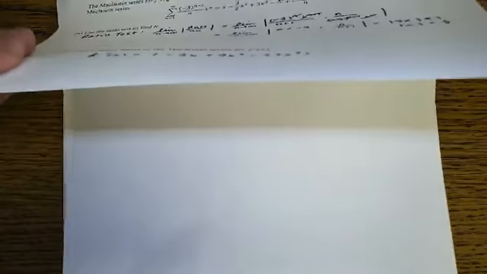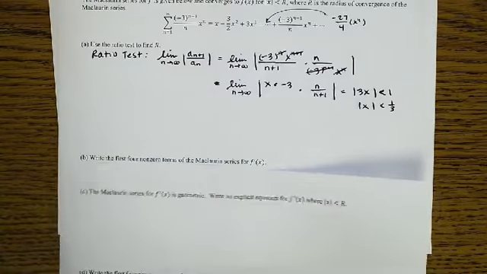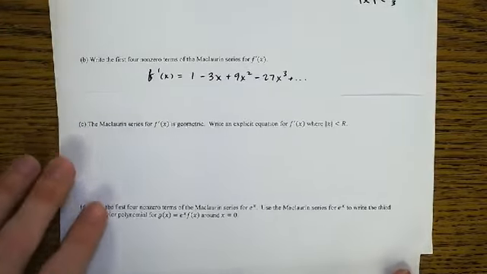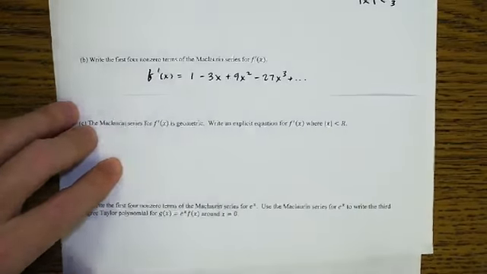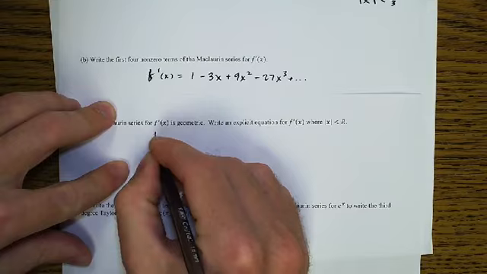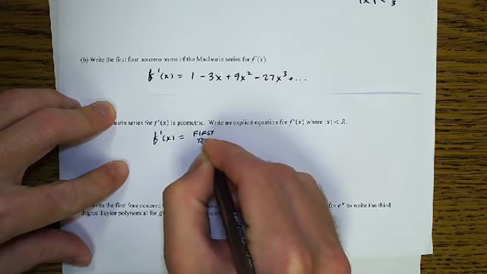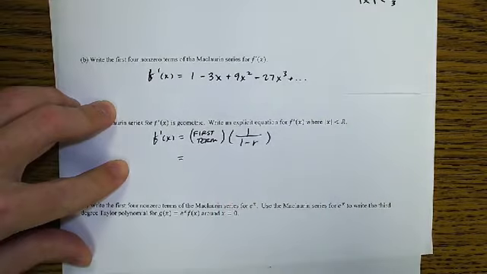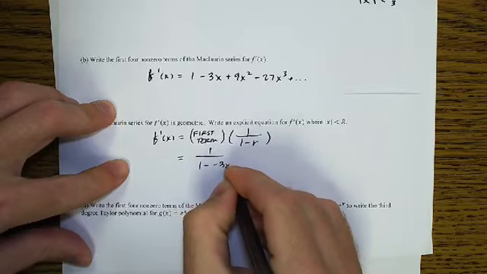Okay. Part C, let's see, do I have it under here? No, I don't. The other pages of this homework. Here it is. The Maclaurin series for f prime of x is geometric. Write an explicit equation for f prime of x where x is within the radius of convergence. Well, remember that the sum is equal to the first term times 1 over 1 minus the common ratio. The common ratio in this case is going to be negative 3x, and the first term is 1. So it's 1 over 1 minus negative 3x.